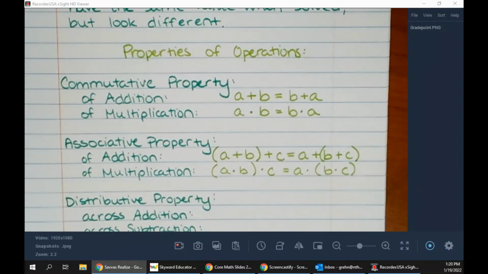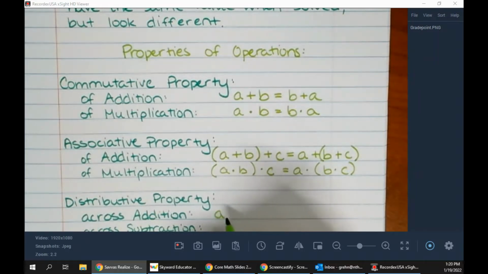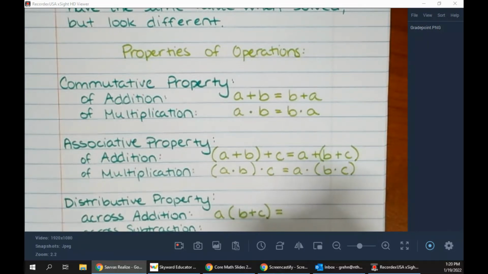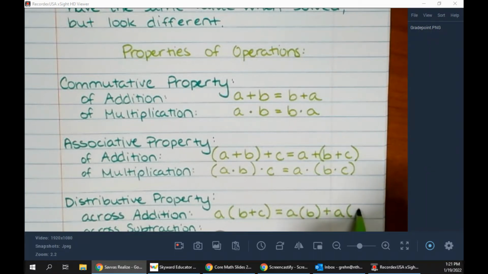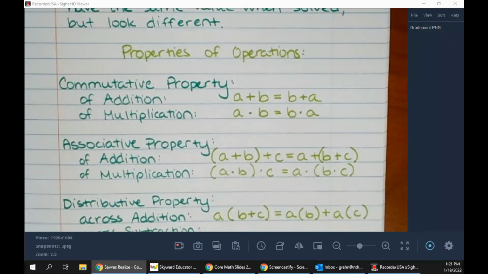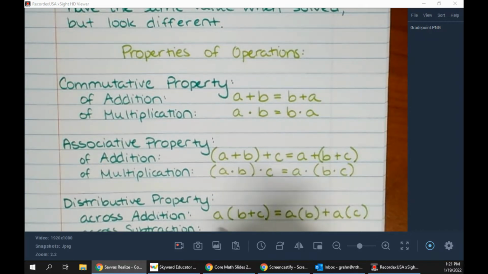And basically what this property says is if you have a number and you're multiplying it by the sum of two other numbers, instead of first adding B and C together and then multiplying by A, you can actually distribute the A by multiplying it by each term inside the parentheses. So I could rewrite this as A times the first term B plus A times the second term C. And this works for both addition and subtraction.